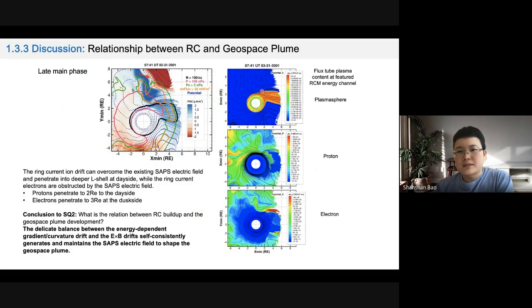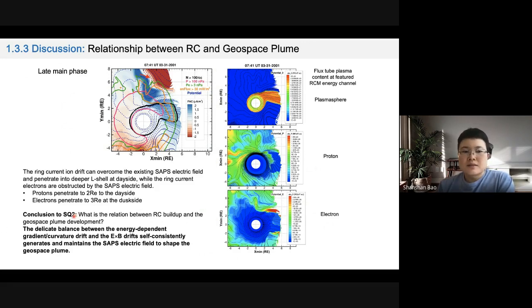when the SAPS electric field has been established, the ring current proton can overcome this SAPS electric field and penetrate all the way to the dayside, to 2 Earth radii, while the electron cannot overcome this SAPS electric field. It is being obstructed and lives outside 3 Earth radii. So this helps to answer science question 3. Sorry, this is not 2, this is 3.